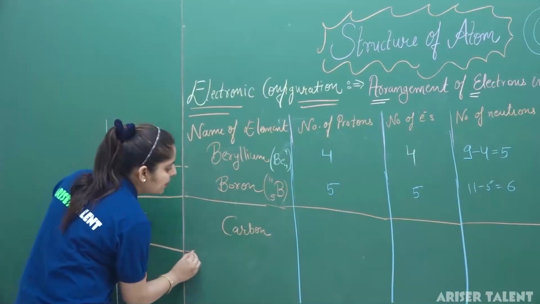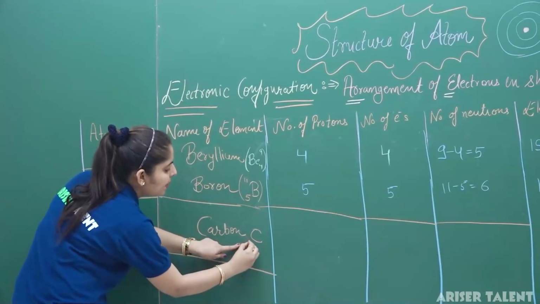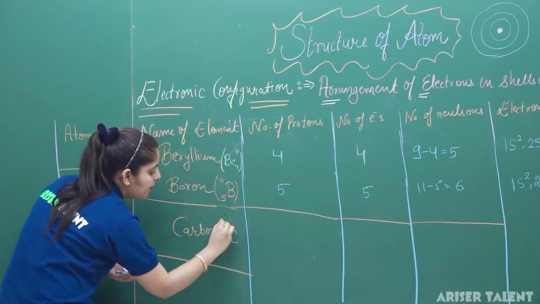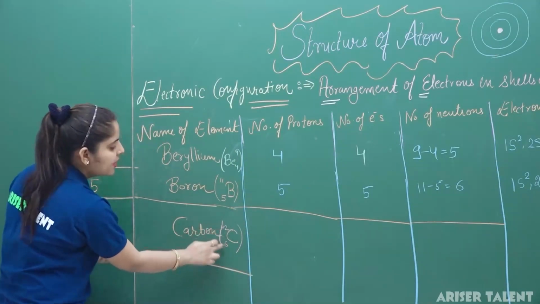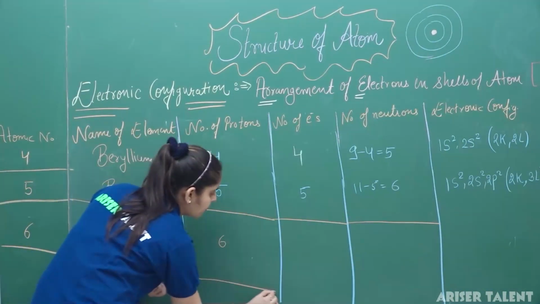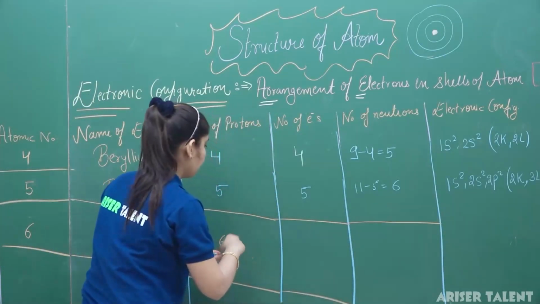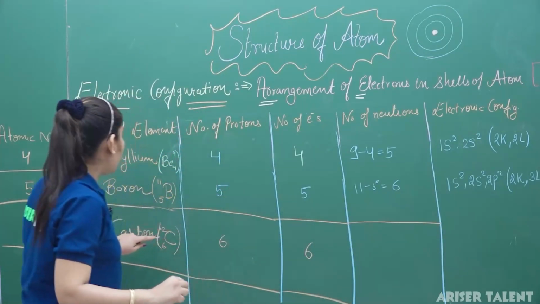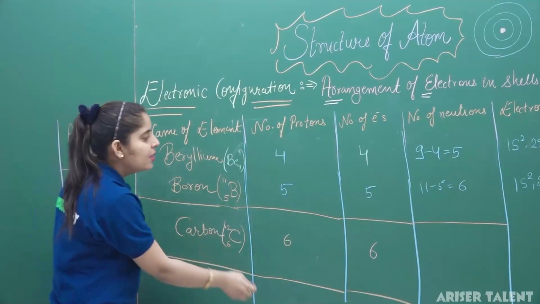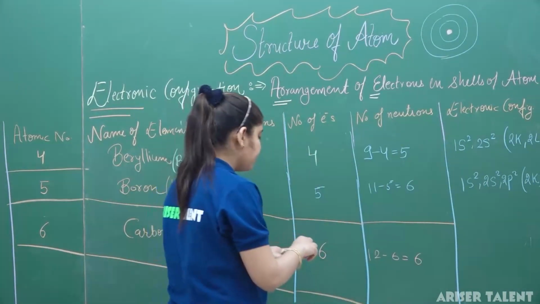Proceeding to our next atom, that is carbon. We know the symbol for carbon will be C. Carbon has an atomic number 6 and it will have an atomic mass of 12. So, it can be written as C, 6 and 12. Number of protons in case of carbon will be 6. Number of protons will be equal to number of electrons, that is equal to 6. Now we want to calculate the number of neutrons. Number of neutrons will be the subtraction of 12 and 6. So number of electrons here will be 6.